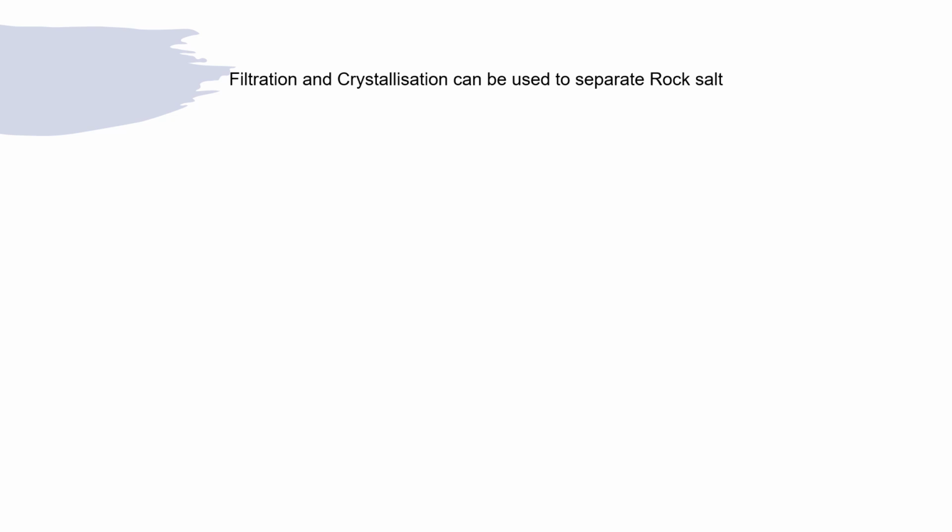Filtration and crystallization can be used to separate rock salt. Rock salt is a mixture of both salt and sand. It is what they spread on the roads in winter. Salt and sand are both compounds. However, salt dissolves in water and sand does not. This crucial difference in their physical properties gives a good way to separate them.